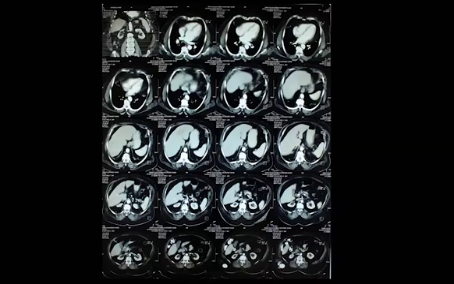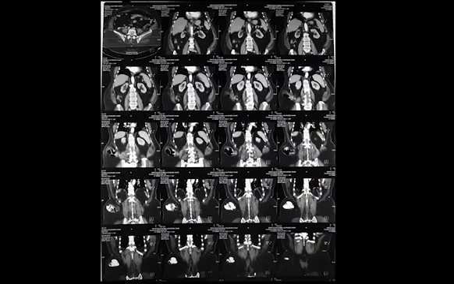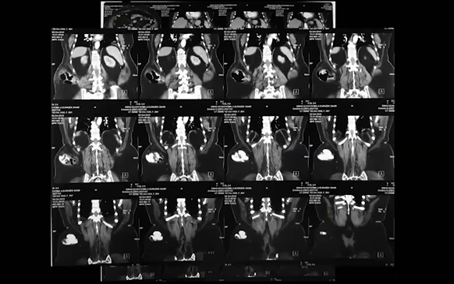Let's review the CTs. Look at the CTs and expect what to find or what not to find. I think they are very interesting images.